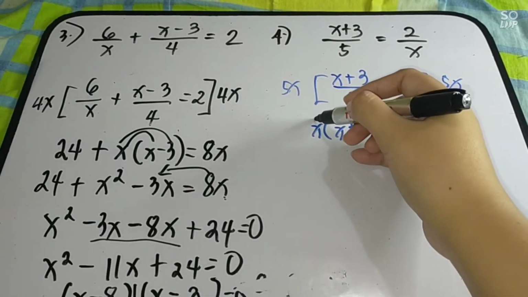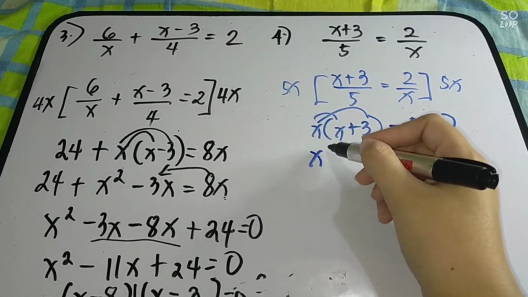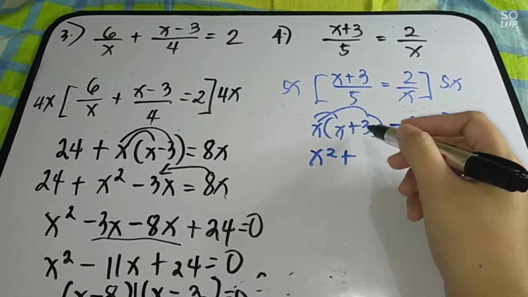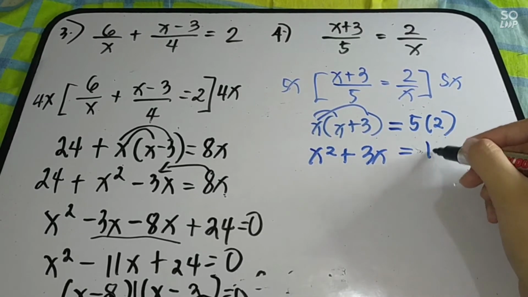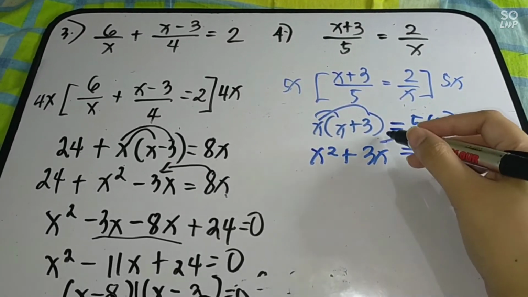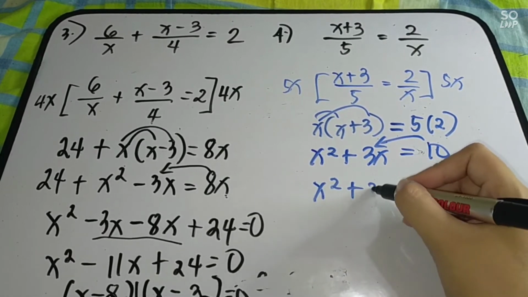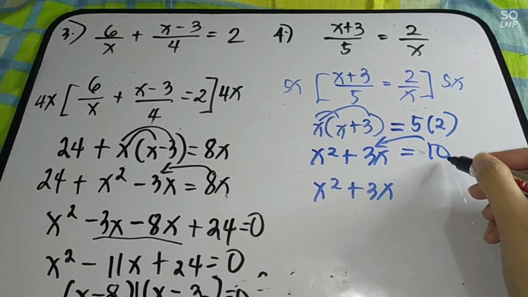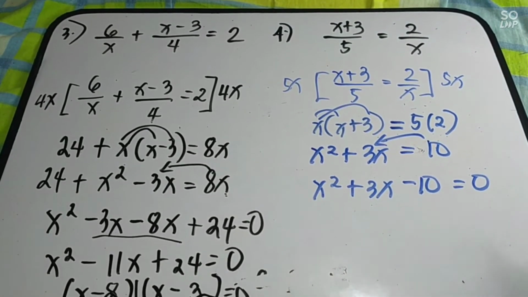So, we are going to distribute x doon sa x plus 3. So, it becomes x squared plus x times 3, that is 3x. Then, it is equals to 5 times 2, that is 10. Yung 10, transpose mo sa kabilang side. So, you have here x squared plus 3x. Then, positive becomes negative. 10 is equal to 0.